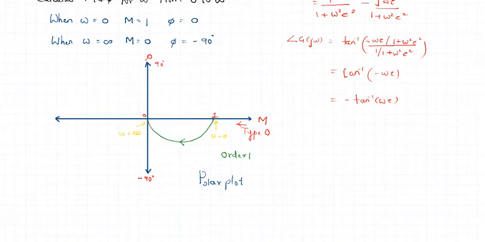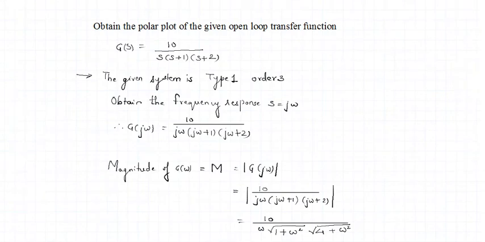Let us understand with one more example. So the given transfer function is 10 upon s into s plus 1 into s plus 2. Now we'll obtain the polar plot for this particular transfer function. Let us identify the type and order of the system. This particular system is type 1 because there is only one pole at origin, right? So as there is only one pole at origin, it's a type 1 system.